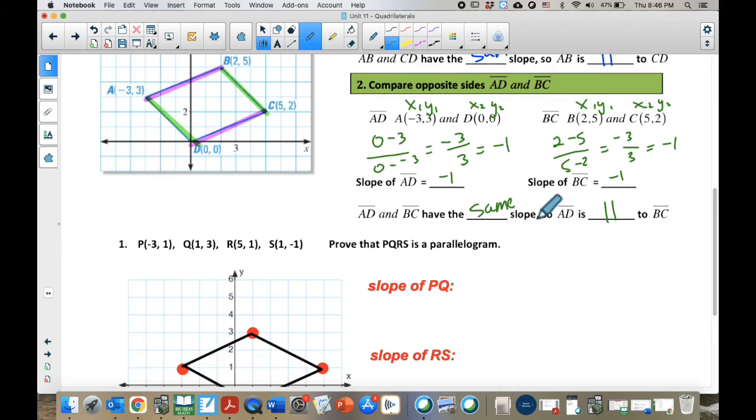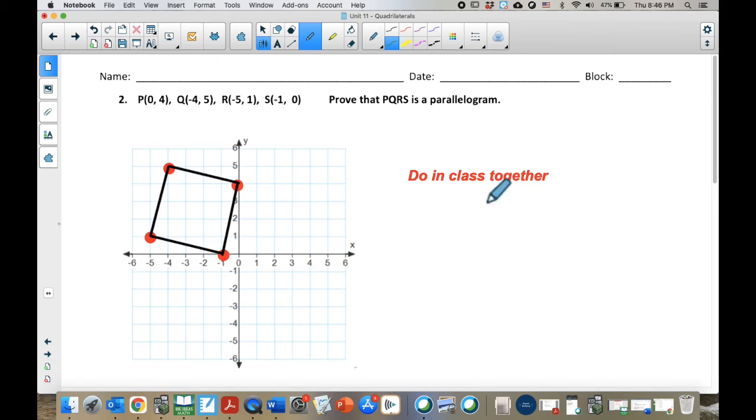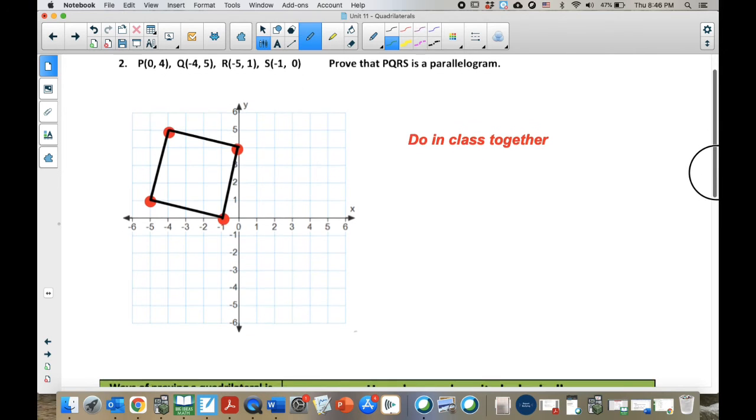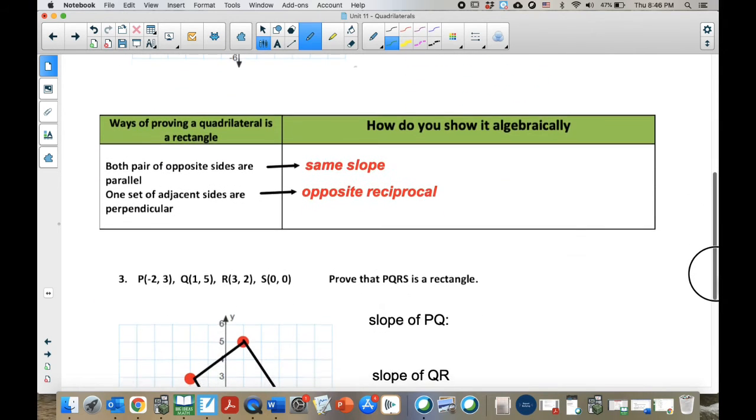And this process starts to get a little bit long, right? So I'm going to save this one for class. And we'll do that together in class. And there's another one on the next page that we can also do in class together, because that's going to make this video too long if we try to do all of them. So let's go now to the last part.